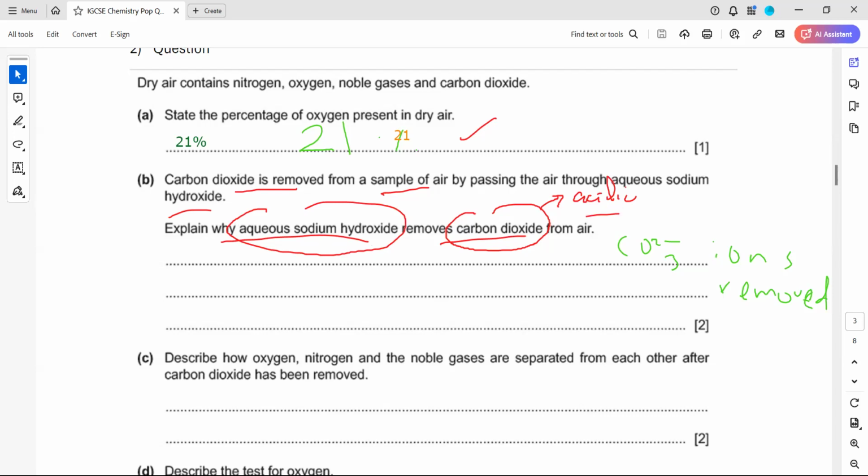Carbon dioxide is an acidic oxide. Sodium hydroxide is a base or alkali. When an acidic oxide reacts with an alkali, it will form a salt. And which salt is formed here? When sodium hydroxide reacted with carbon dioxide, it will form sodium hydrogen carbonate. So HCO3 will be formed. And this sodium hydrogen carbonate is actually water soluble.